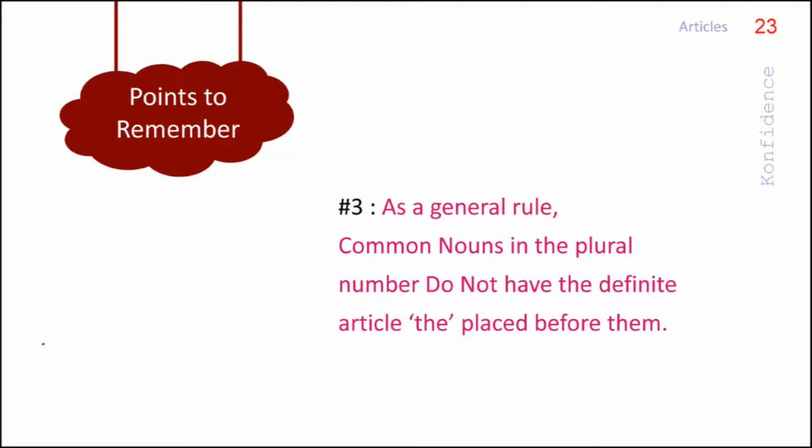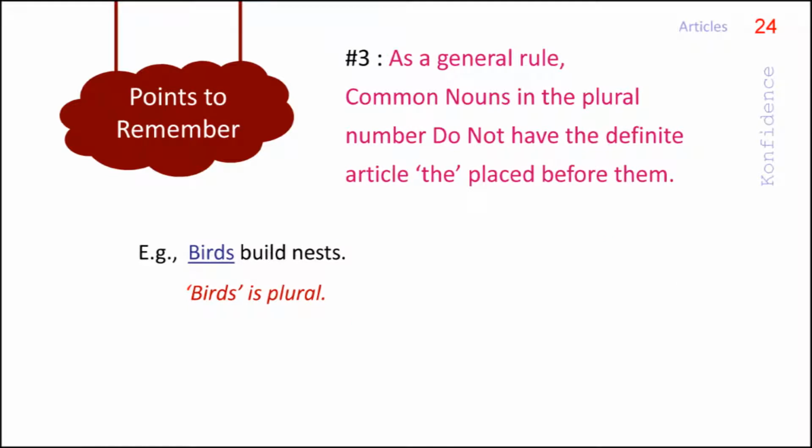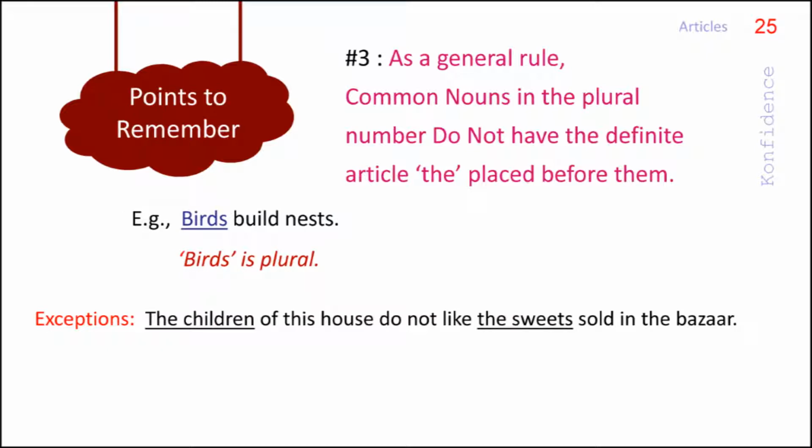Common nouns in the plural number do not need the definite article the placed before them. In the given example, the underlined word birds is plural. Therefore, we need not say the birds in this sentence. But look at the exception. Here, two plural nouns, namely children and sweets, are preceded by the definite article the.